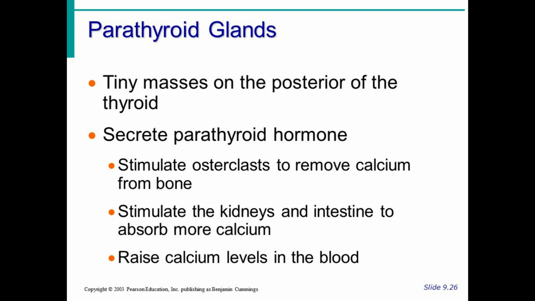Parathyroid hormone has three main actions. First, it stimulates the osteoclast to remove calcium from the bone. Again, osteoclast is bone breaking. So our bone is a deposit of calcium. Once the bone is broken, more calcium will be released in the blood. Second action is that it stimulates the kidney and the intestine to absorb more calcium. And the third action is it raises the calcium level in our blood.